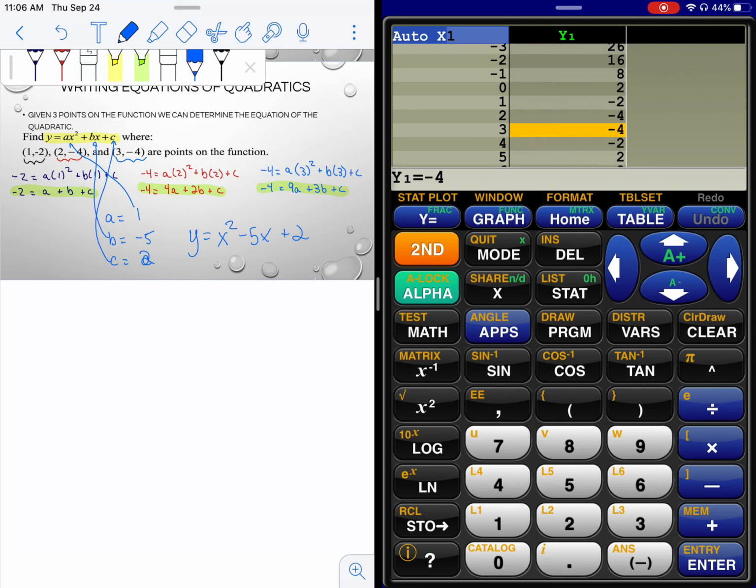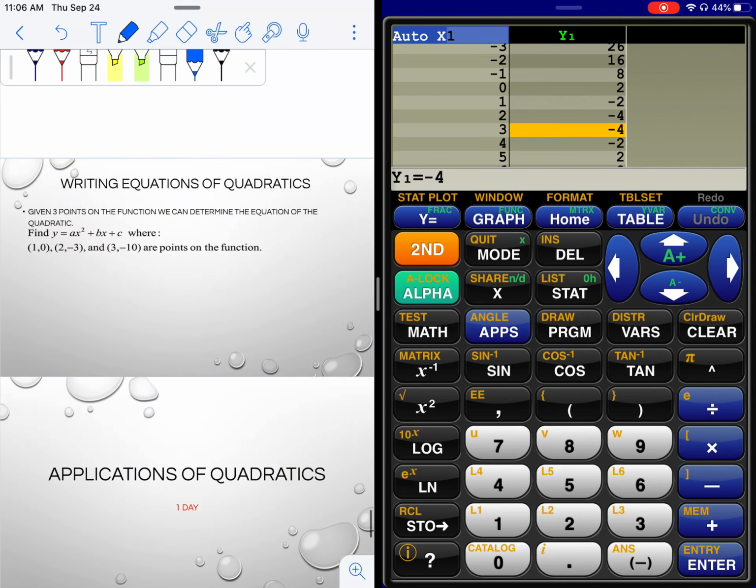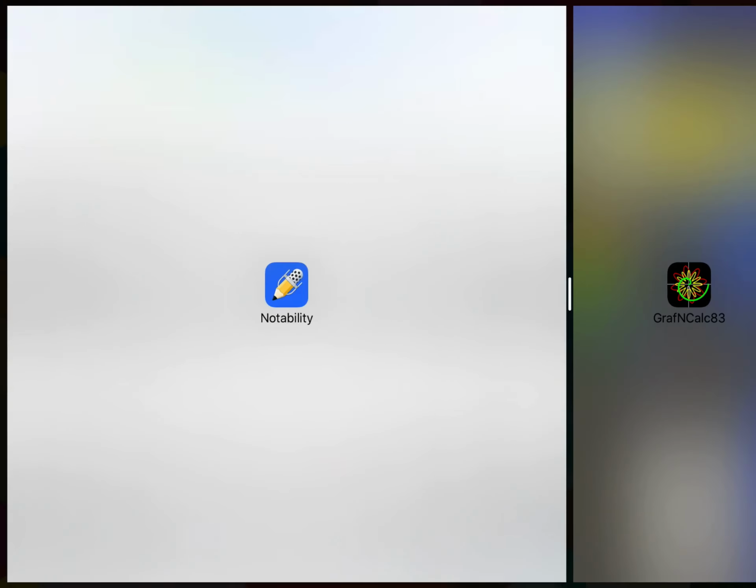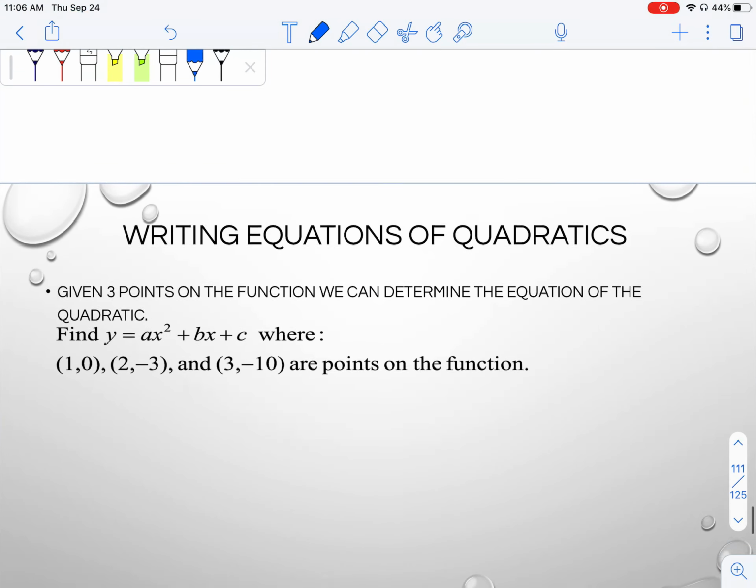Once again, you would have to pause the video, do your work in the extra page that you're adding, and demonstrate your mastery of solving a system of 3 variables, 3 equations, to get a, b, and c, substitute back in and write your equation of your parabola. We've got one more we're going to do here, and that's going to be it for this lesson.